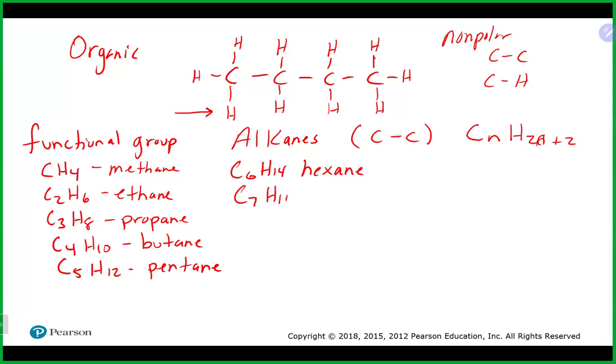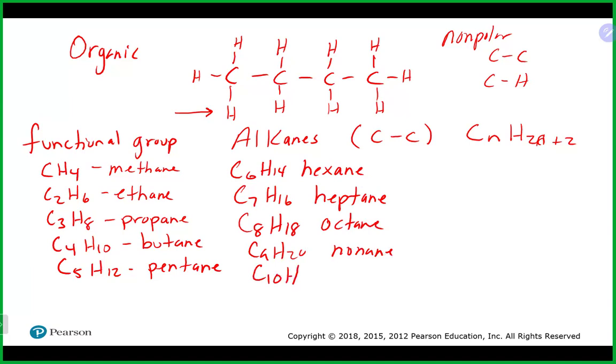6 carbons, 14 hydrogens, that is hexane. 7 carbons, 16 hydrogens, that is heptane. 8 carbons, 18 hydrogens, that is octane. 9 carbons, 20 hydrogens is nonane. And 10 carbons and 22 hydrogens is decane. These are all alkanes, which end in -ane, and every single one of these names ends in -ane. That's how you know you're dealing with an alkane, and that everything should be single bonded.